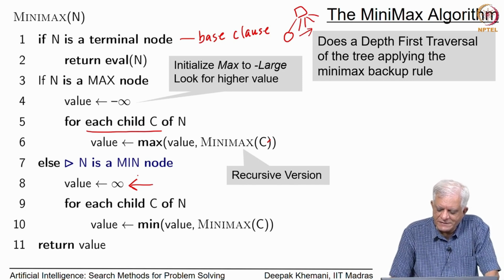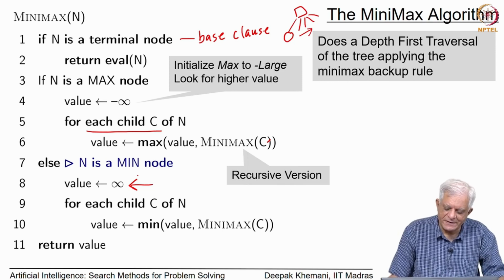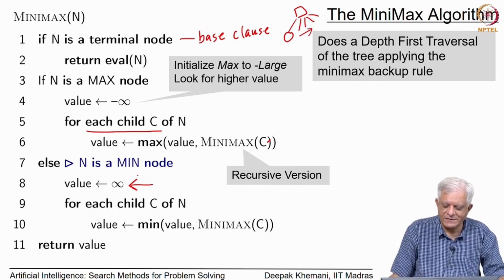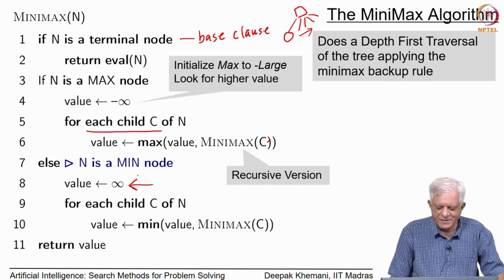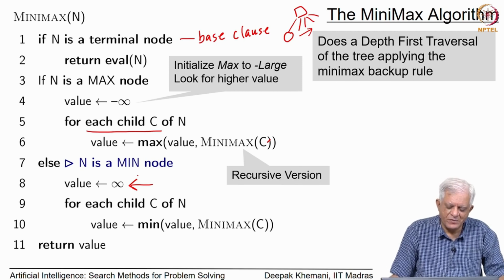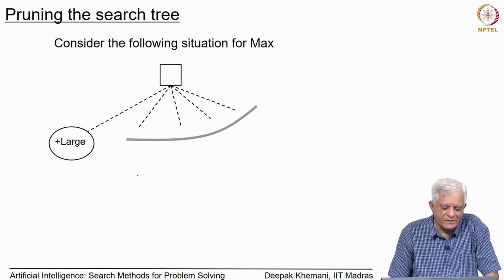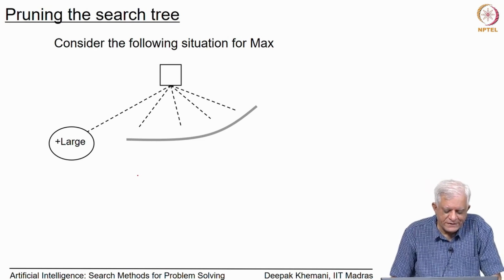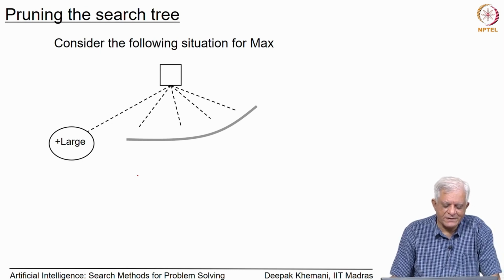Now, the minimax algorithm does a depth first traversal of the tree applying the minimax backup rule essentially. The minimax algorithm sweeps the entire tree, it traverses the entire tree in some sense blindly, simply applying the minimax rule essentially. But we want to look at situations where you may want to ignore some parts of the tree. So, this is the simplest kind of a situation, that if max has found a value of plus large from one of the children, then that is the best that max can do, it cannot do any better than that.